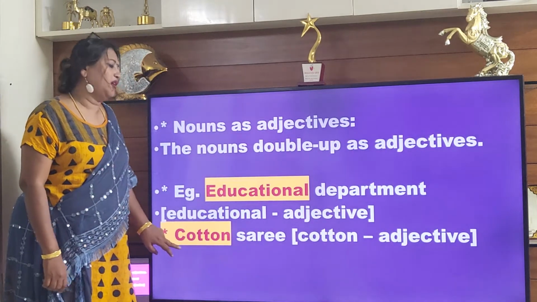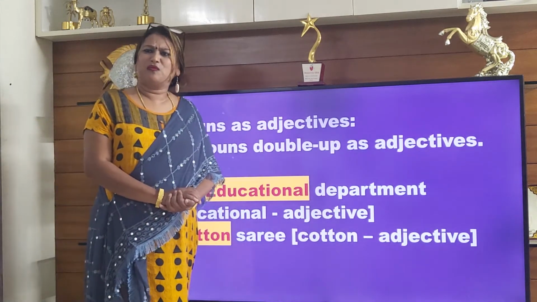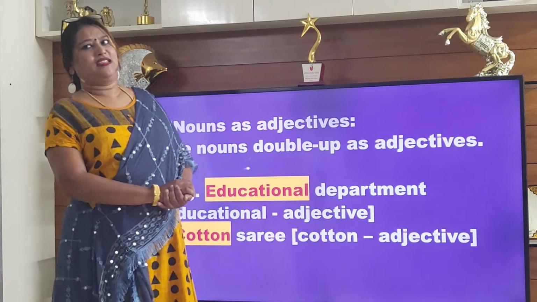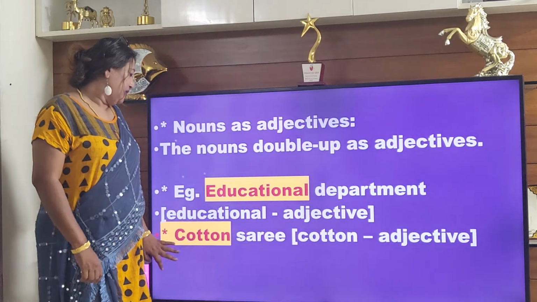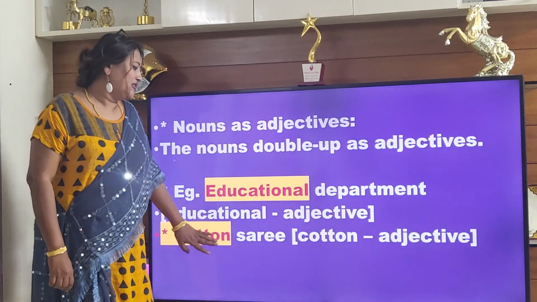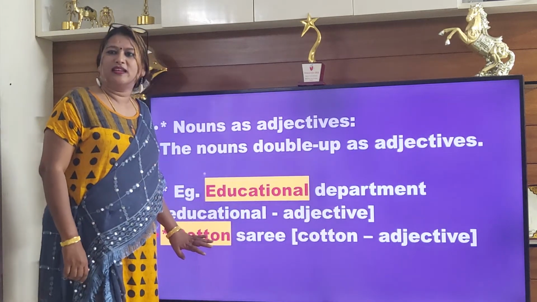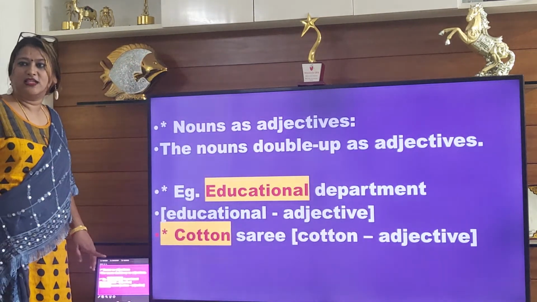And the same way, cotton saree. Second example is cotton saree. Saree, there are n number of qualities in sarees, dear. Silk saree is there, cotton saree is there, right? Isn't it? So the same way, here, what saree is this? Cotton saree. So it's describing the saree, what sort of saree it is. Got it? So that's why it's called nouns as adjectives.